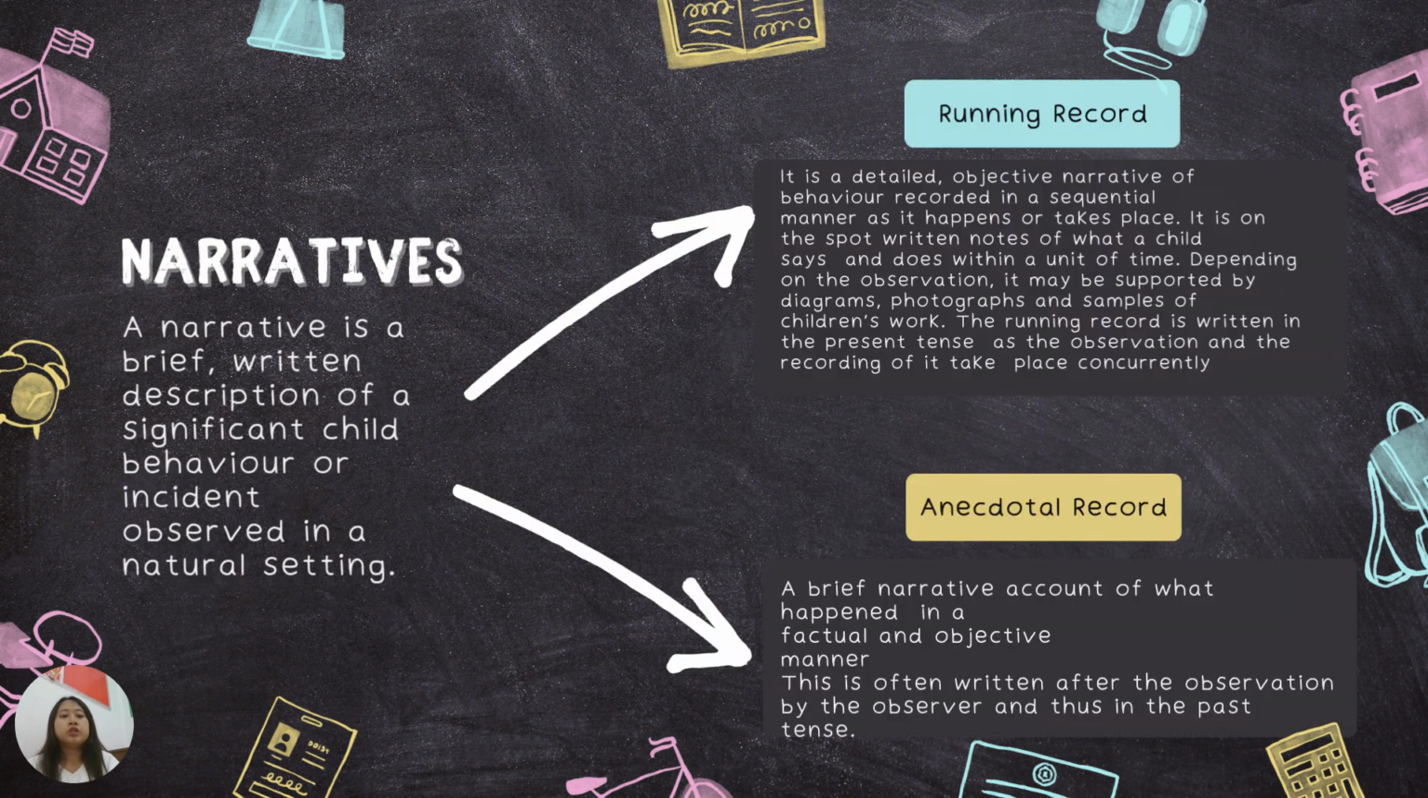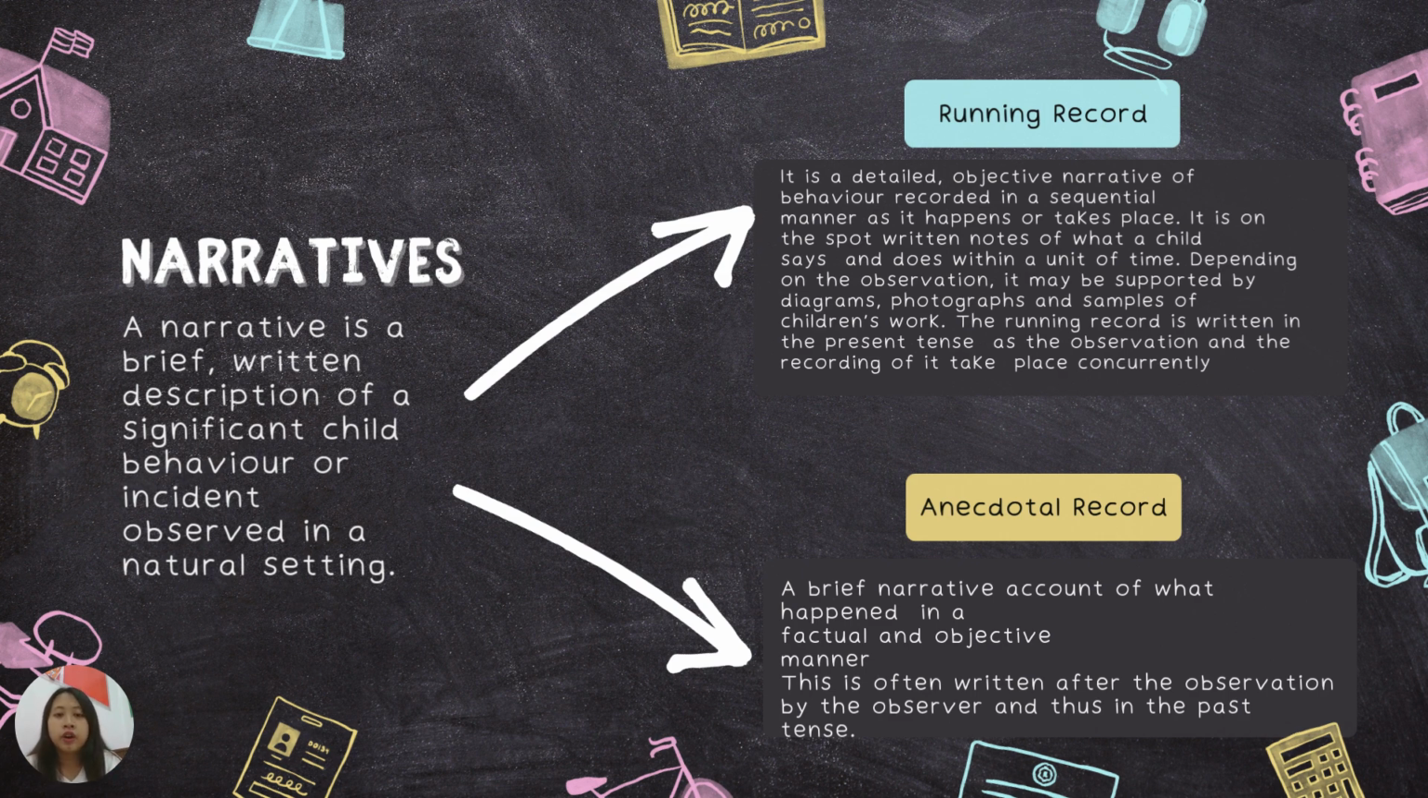So the first one, I choose the narratives. The narrative has two records, which are running record and anecdotal record. So narrative is a brief written description of a significant child behavior or incident observed in a natural setting.